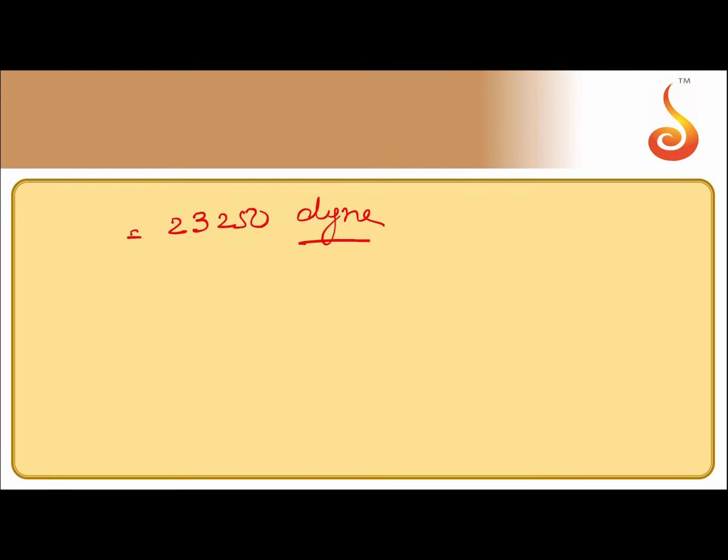So, if I retain everything in CGS, look at these options. Options are all in terms of CGS units. So, I don't have to convert anything into SI. I can just retain it in the CGS system, and upon simplification, we end up with 23,250 dyne.